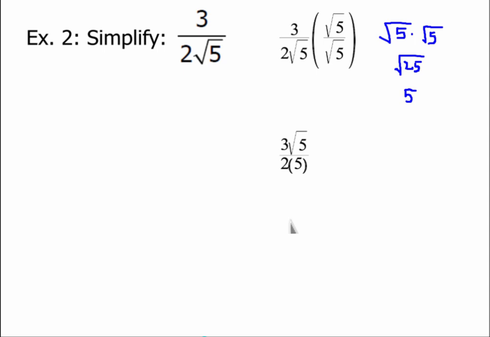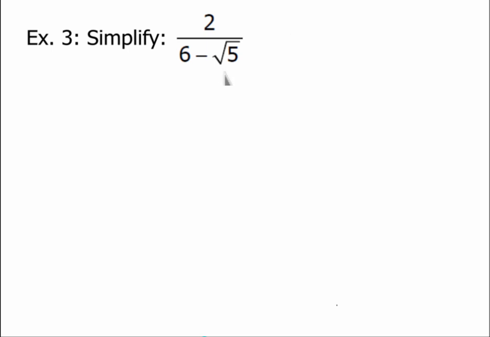So now I've got 2 times 5 on the bottom, and 2 times 5 is just 10. So I get 3 times the square root of 5 over 10. That can't simplify anymore, so that's our answer. So to do this, all we do is multiply top and bottom by our radical.